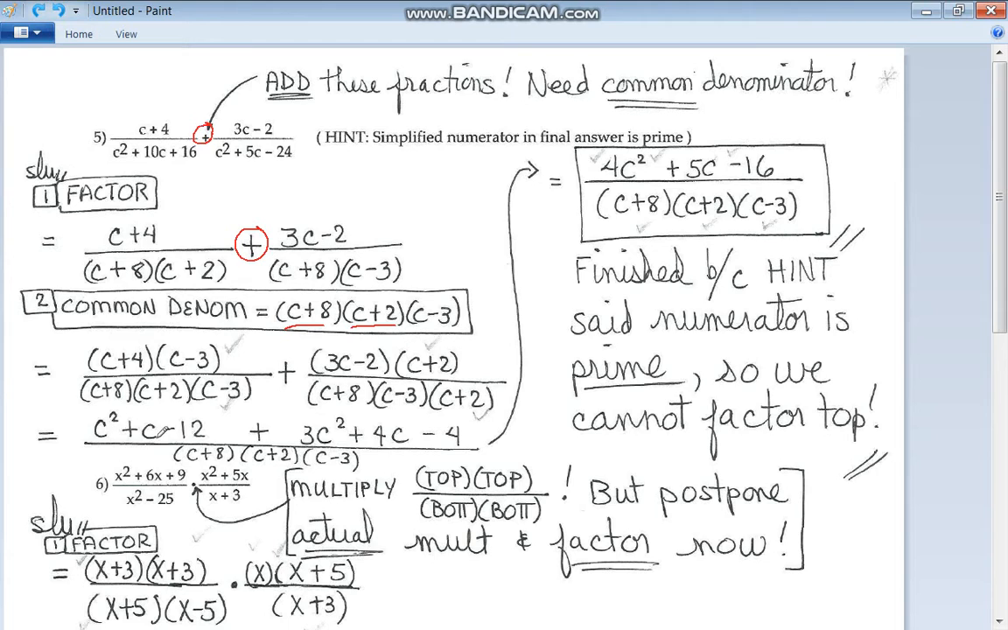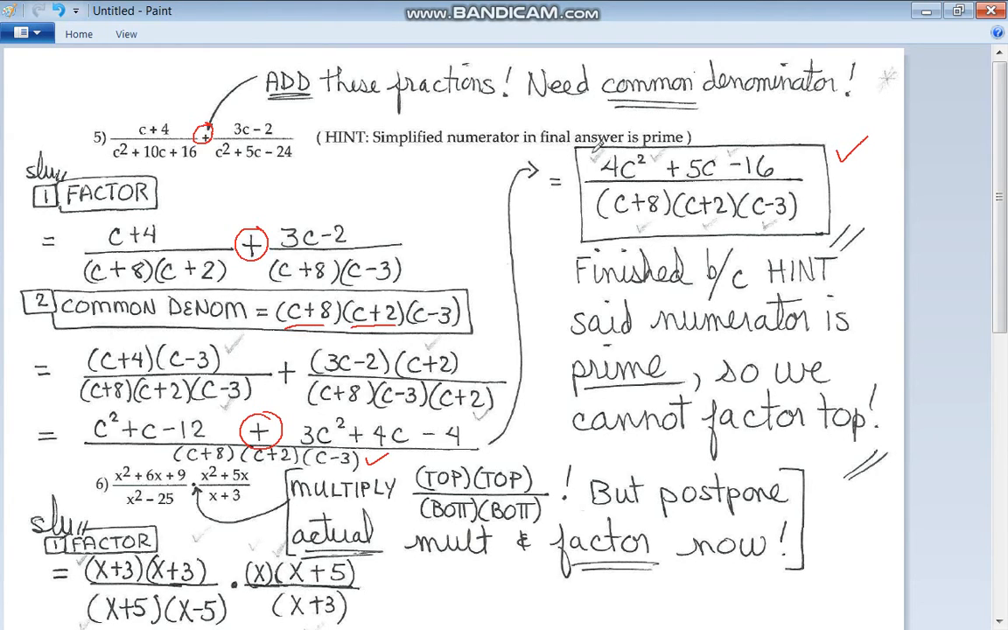And we get c squared plus c minus 12 for the top of the first one, plus 3c squared plus 4c minus 4. Let's go ahead and simplify the top. It's all over the single common denominator. Simplifying the top, we get 4c squared plus 5c minus 16 over the bottom. So this is what the hint was about.